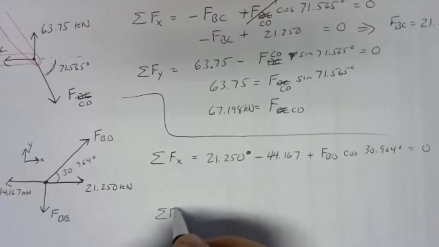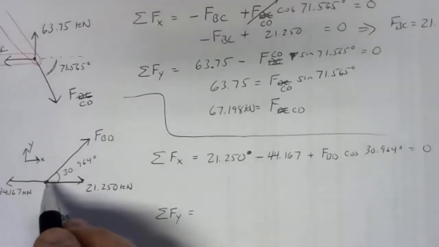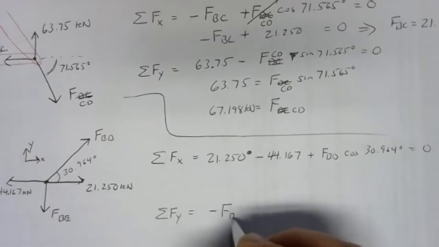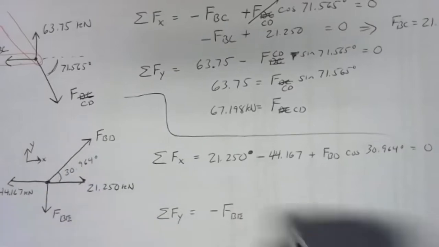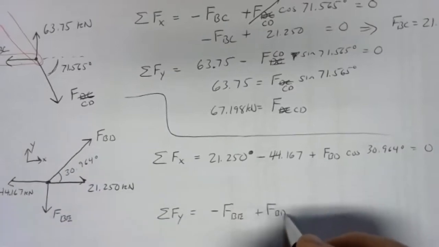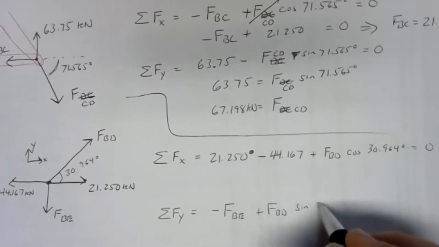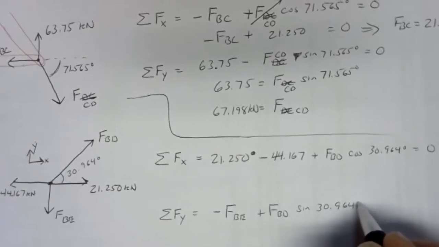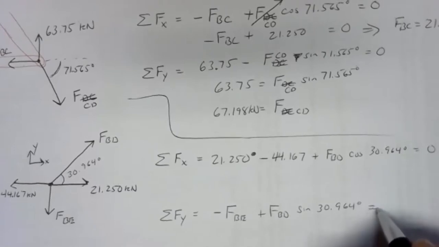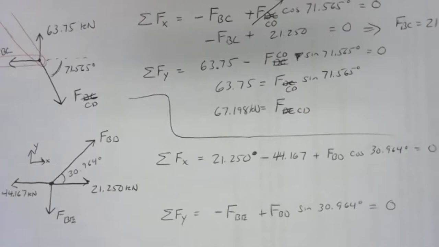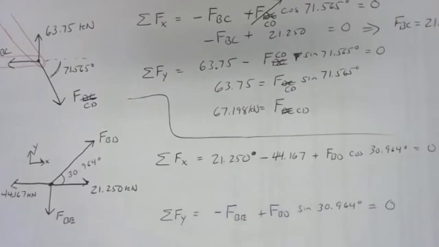Then our sum in the y direction. We've got all of FBE down, and then we've got a piece of FBD up. So we have FBD, it'll be sine of 30.964 degrees. And that'll equal 0. So this time we can't work the y direction equation right away. We have the x direction that we have to use. So let's see how that comes out. If we combine those two numbers together, we've got 21.250 minus 44.167.